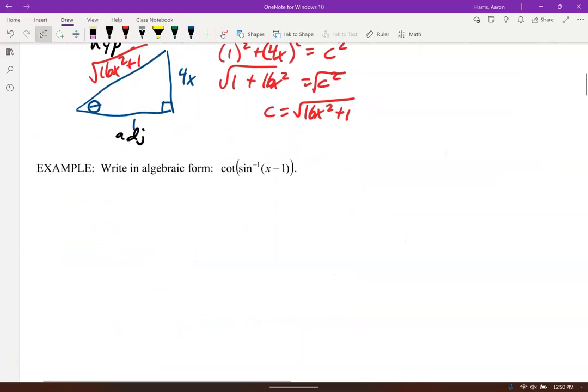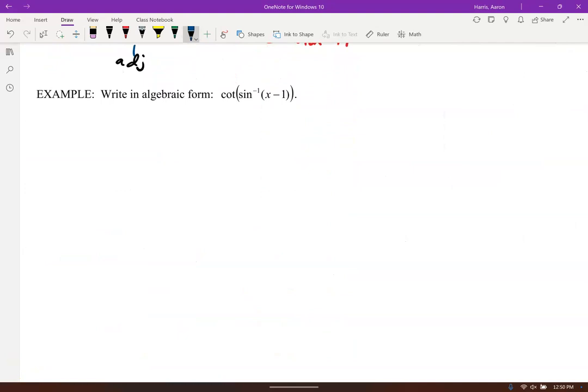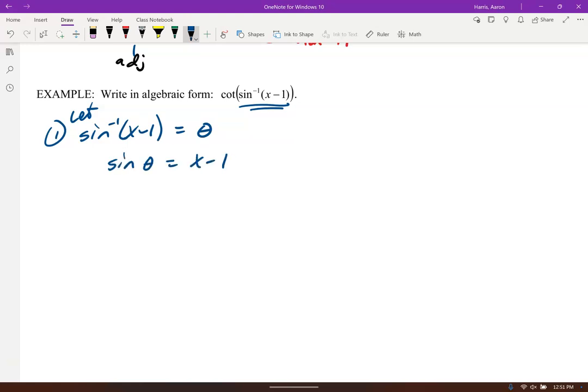All right, so similarly on this one, let's go ahead and take that arcsine. We're going to let the arcsine of x minus 1 be theta. If that's the case, then that means the sine of theta would be x minus 1, right? The inputs and the outputs reverse positions, right? Well, we know the sine of theta, SOHCAHTOA, that's opposite over hypotenuse, right?